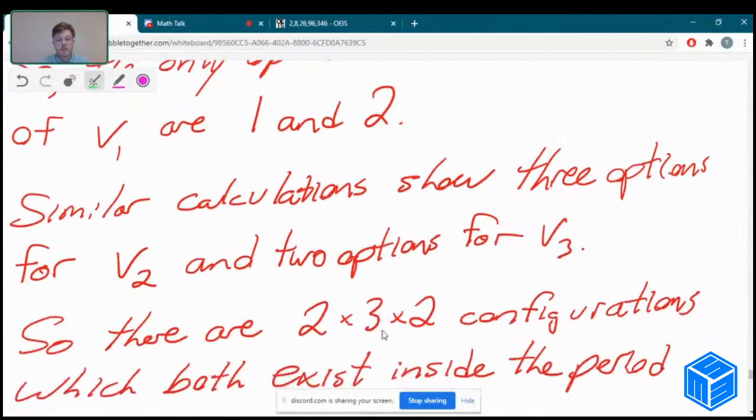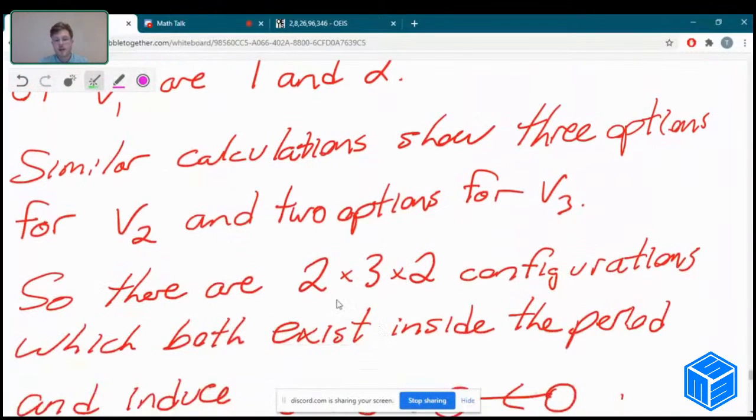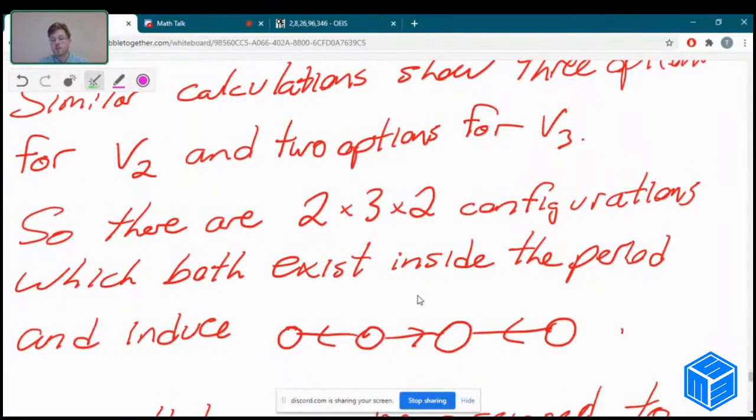So what I've actually shown is that there are 2 times 3 times 2 configurations which both exist inside the period and induce my underlying mixed graph left, right, left. Now all I need to do is iterate that calculation over all of the different underlying mixed graphs, which is going to take a long time.